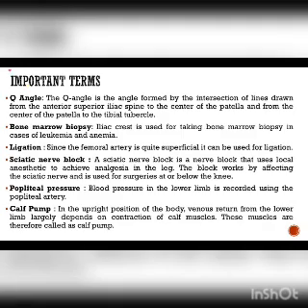Calf pump. In the upright position of the body, venous return from the lower limb largely depends on the contraction of the calf muscles. These muscles are therefore called the calf pump. Calf pump is also known as the peripheral heart of the body.